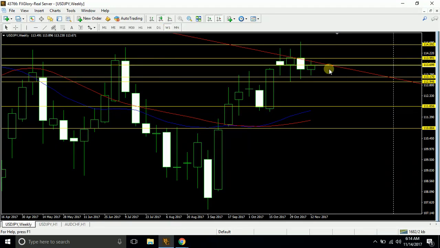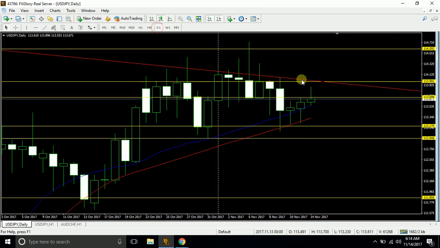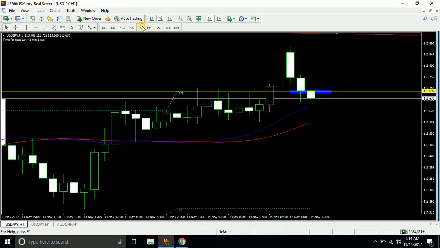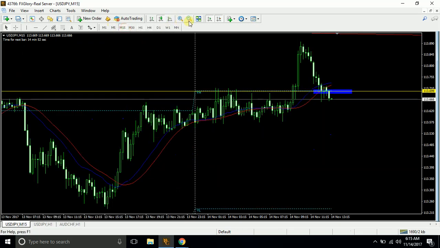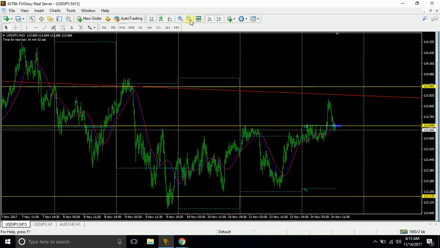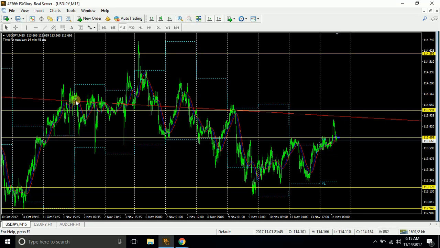Look at the weekly, same thing. Daily, level of resistance, push down. Hour, here's that same trend line being pushed down. 15-minute chart, same trend line being pushed down.